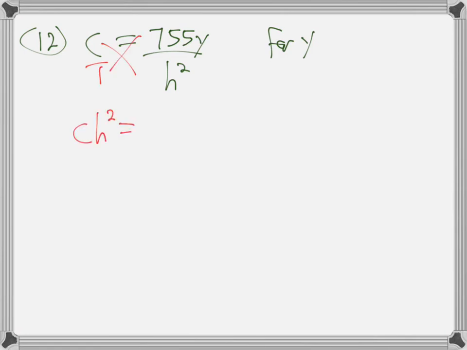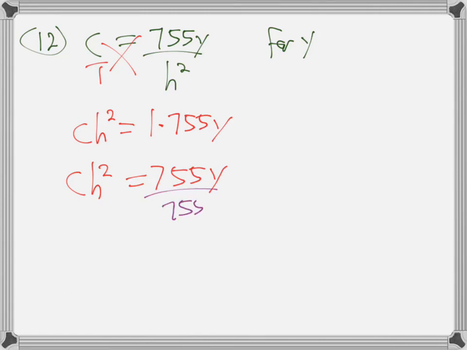So ch squared 5548 is 1 times 755y. That's just 755y. Okay, and what do they want? They want y. How do we get y alone? Divide by the 755. Boom. There it is. Y's alone. It's ch squared over 755. Those are easier. Yes, yeah, the order doesn't matter there. Yeah, you can totally swap that.